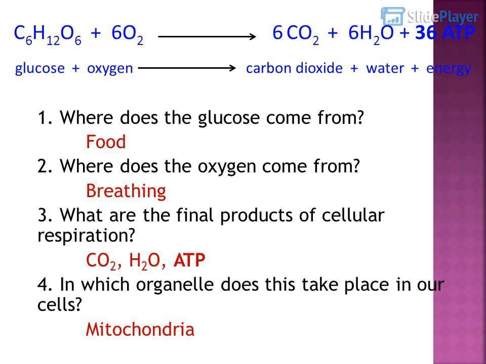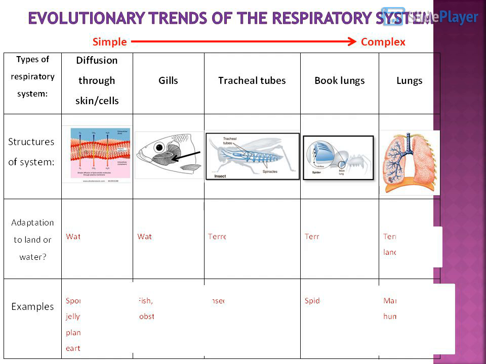C6H12O6 plus 6O2 yields 6CO2 plus 6H2O plus 36 ATP. Glucose plus oxygen, carbon dioxide plus water plus energy. 1. Where does the glucose come from? Food. 2. Where does the oxygen come from? Breathing. 3. What are the final products of cellular respiration? CO2, H2O, ATP. 4. In which organelle does this take place in our cells? Mitochondria. Evolutionary trends of the respiratory system.